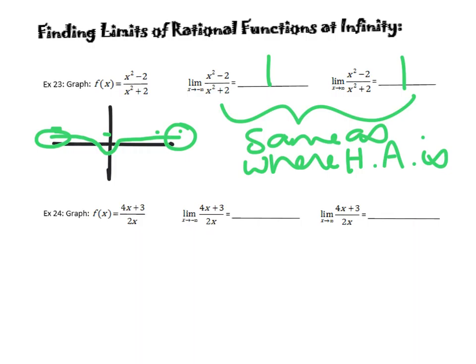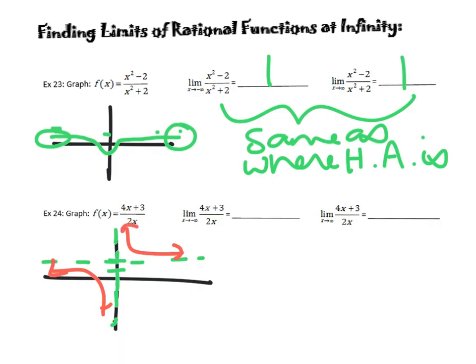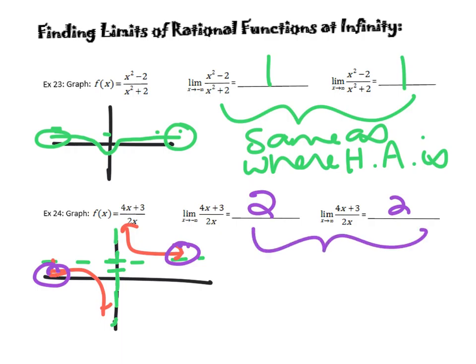Okay, so if I plug in 4x plus 3 over 2x, your graph is going to look like this. You have an asymptote here, and one here. As my x gets closer to negative infinity, you're getting closer to 2. And when I'm going towards positive infinity, I'm getting closer to 2. So again, 4 over 2 is the same as your horizontal asymptote.